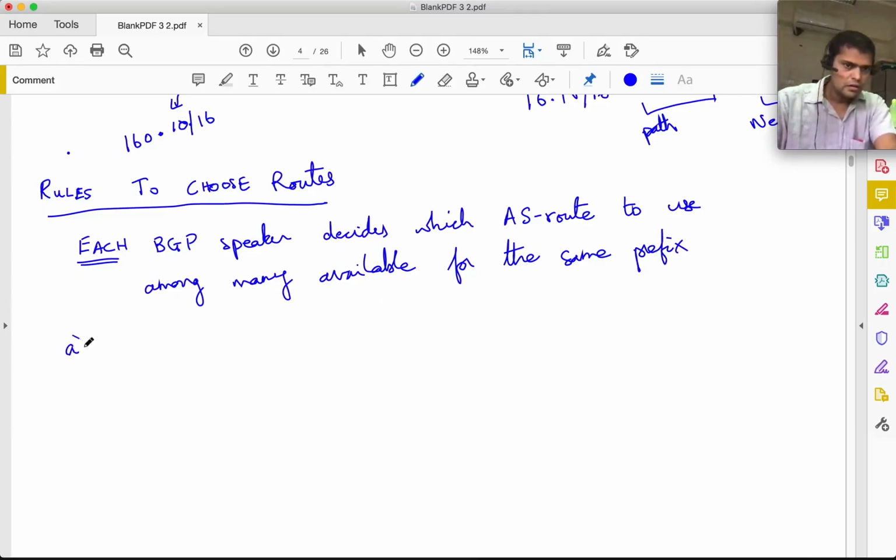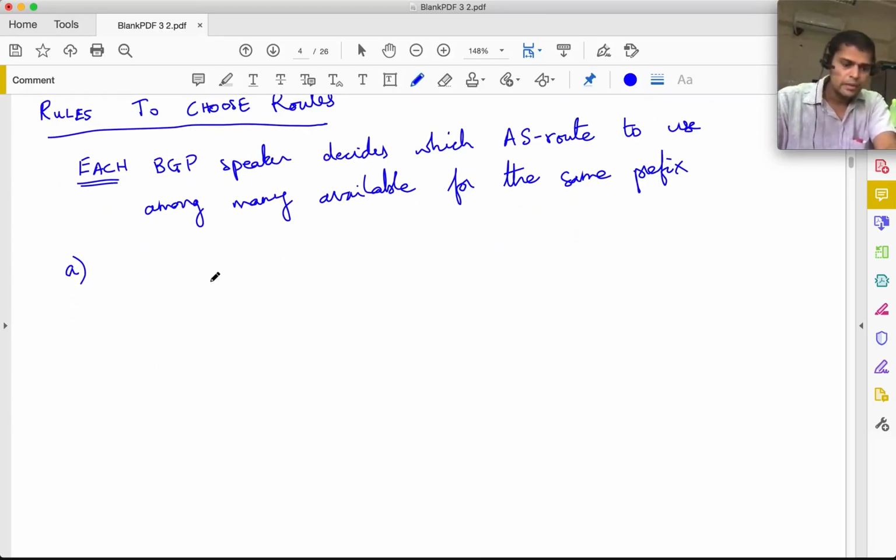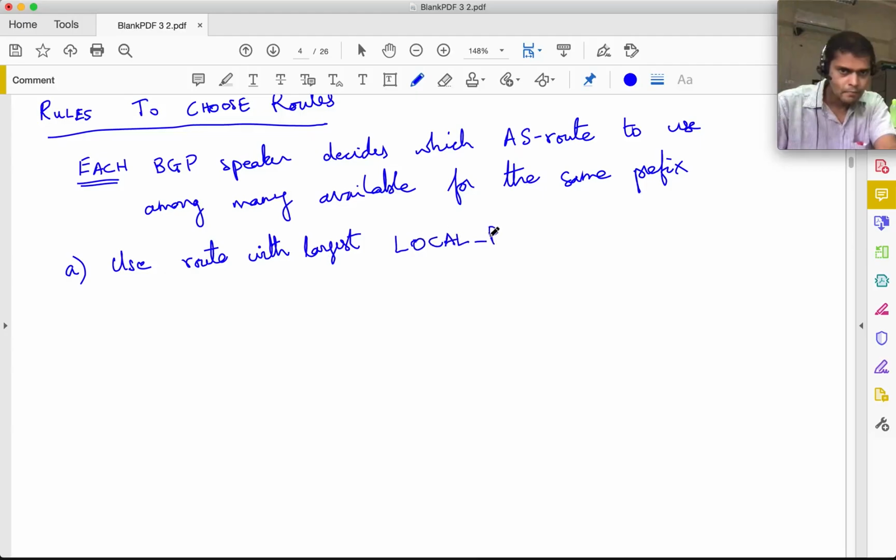So first of all, remember that each BGP speaker is using this, so it's possible that the autonomous system doesn't use only a single route to a particular prefix. Okay, we'll see why that might happen. So each BGP speaker is going to use these rules to decide which particular AS level path to use. So first of all, use the one with the largest local preference. So in case the network administrator prefers one particular route, he just has to put the local preference highest, and then all BGP speakers are going to use that particular route.